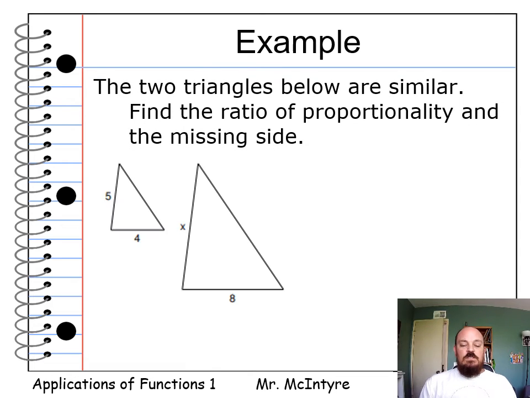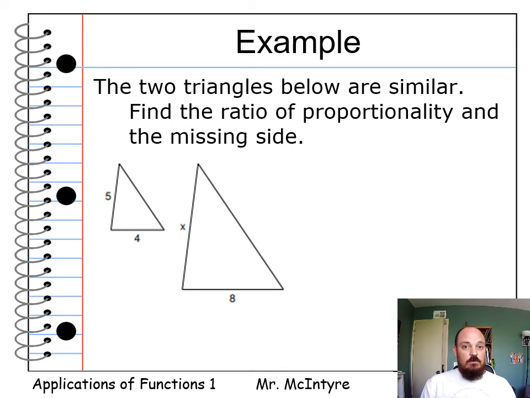All right, so let's do this. The two triangles below are similar, I'm telling you that. Let's find the ratio of proportionality and the missing side. So when I look at what's given to me, there's two blank sides that I don't know anything about. In one triangle, I said the bottom side is 4 and the left side is 5. And in the other side, I said the bottom is 8 and the left is x. So x is what I need to solve for.